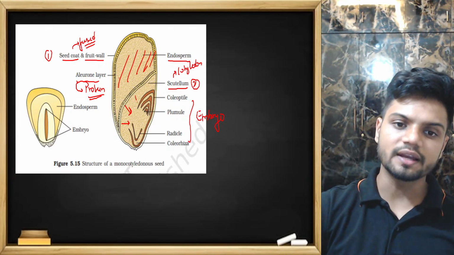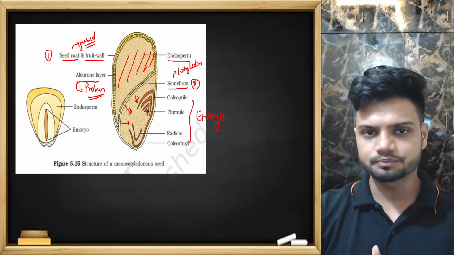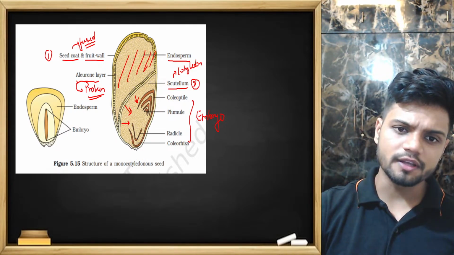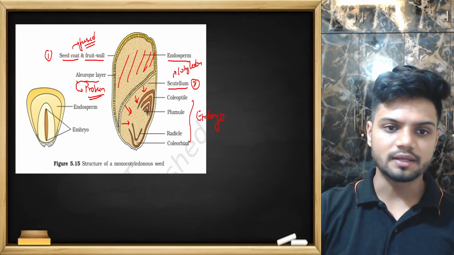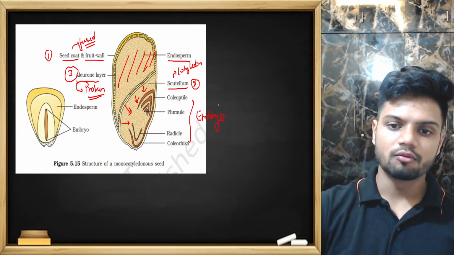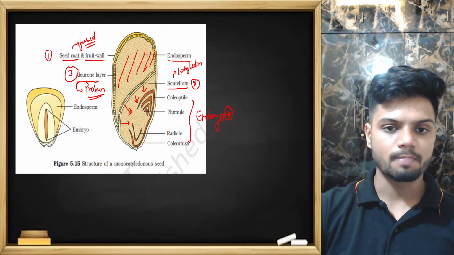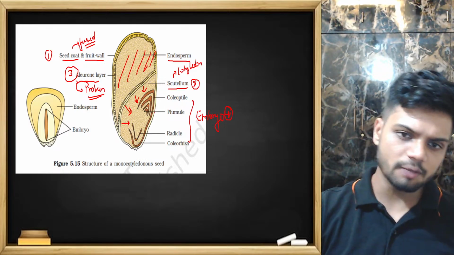It is pushed to the side and into one corner. That is the third point, the aleurone layer. The fourth point is that the embryo is pushed to one side. Fifth point: can you see a plumule?